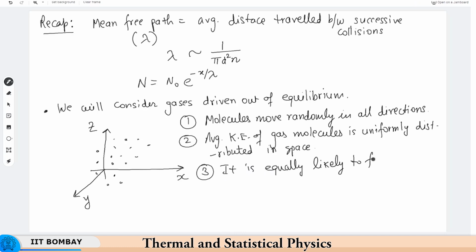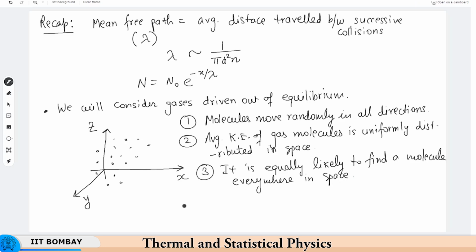to find a molecule everywhere in space, which means in any spot in the space the density of gas molecules is the same, right. So, there is no density gradient as such.